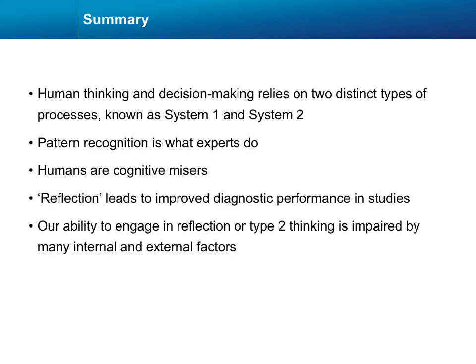So the summary of that section is that human thinking and decision making relies on 2 distinct types of processes known as System 1 and System 2. They're neither good nor bad. Pattern recognition is what experts do. Humans are cognitive misers. We're always seeking to conserve cognitive energy, especially under particular circumstances, such as working at night.